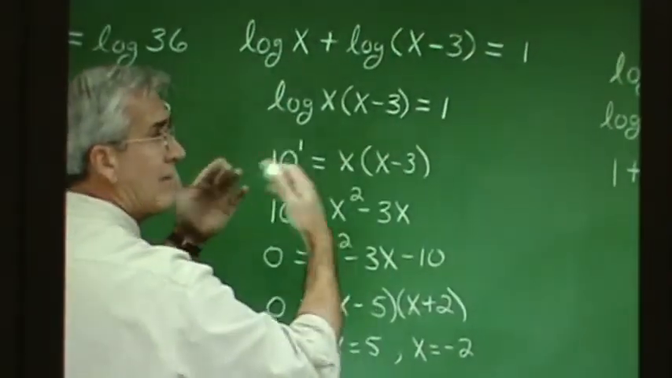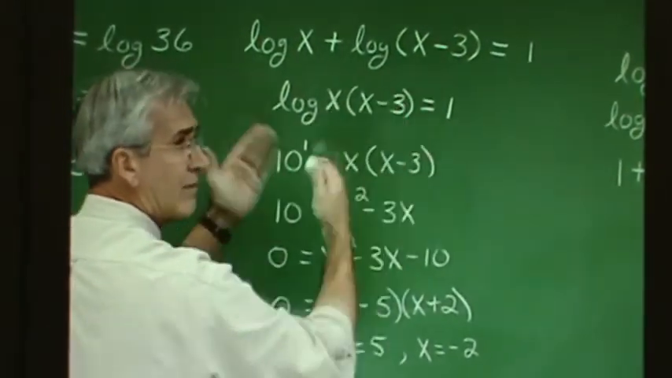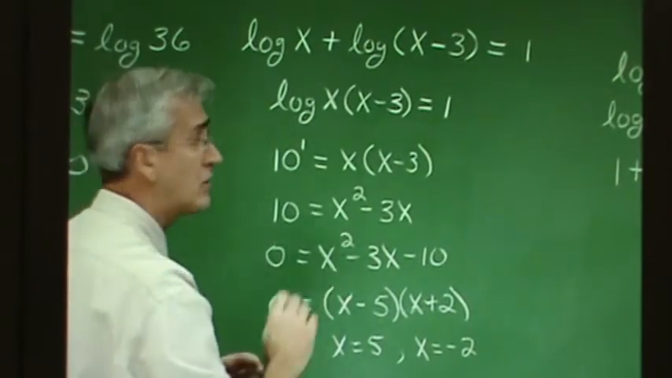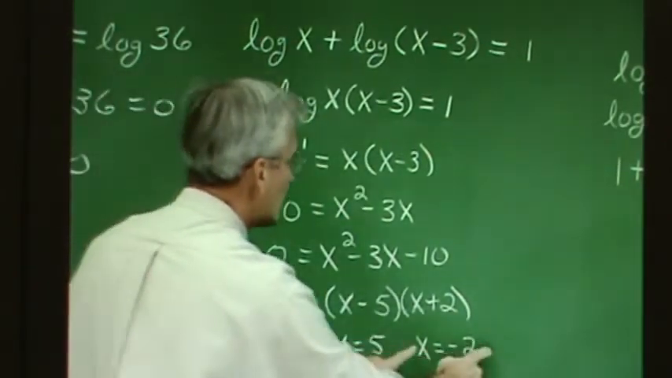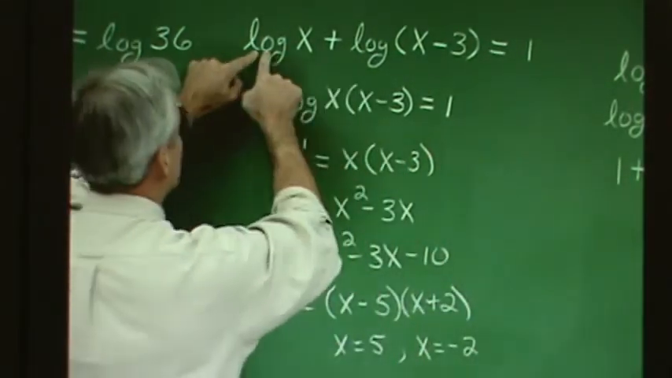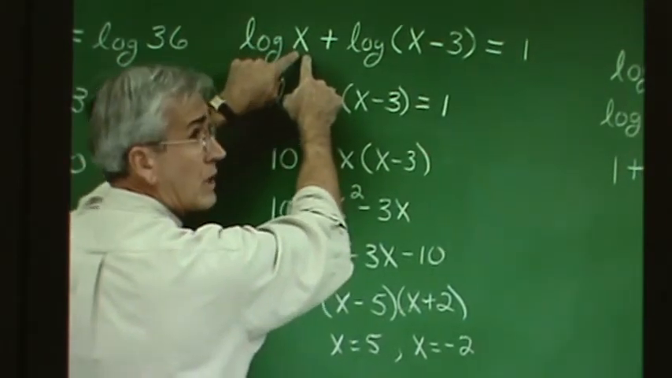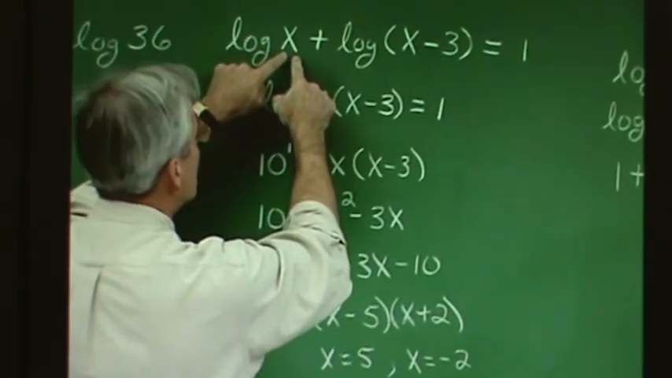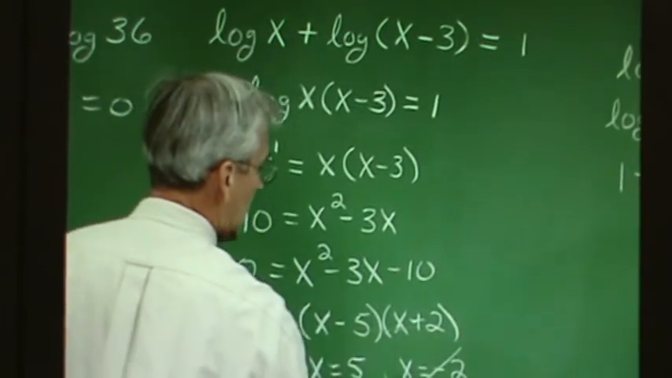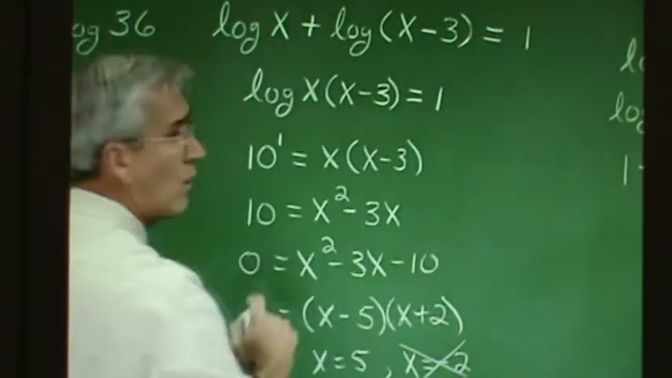We could actually evaluate using the calculator to see if 5 is a legitimate solution, but it does turn out to be one. Now, for x equals negative 2, though, we have a problem because we have the logarithm of a negative number, you see, when x is replaced with negative 2. So we have to throw out this solution. This is not a legitimate solution of the original equation.